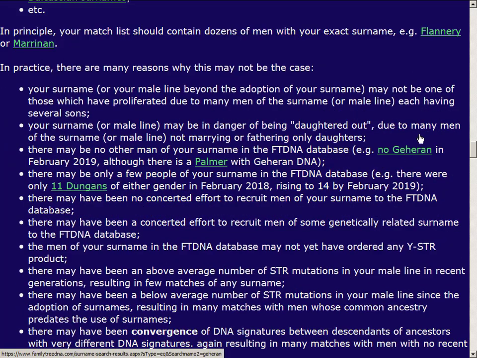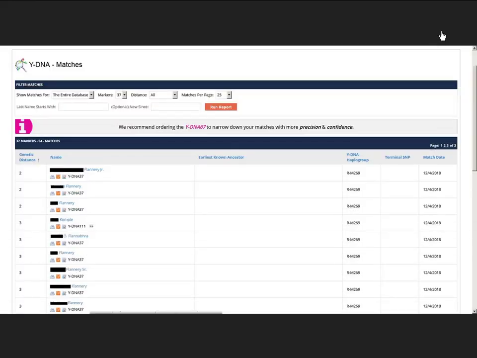So in theory, you would hope that your match list would have lots of other men with the same surname. So I showed you mine already. There wasn't a single Waldron in sight. They all had different surnames. Left me totally baffled as to where I came from.